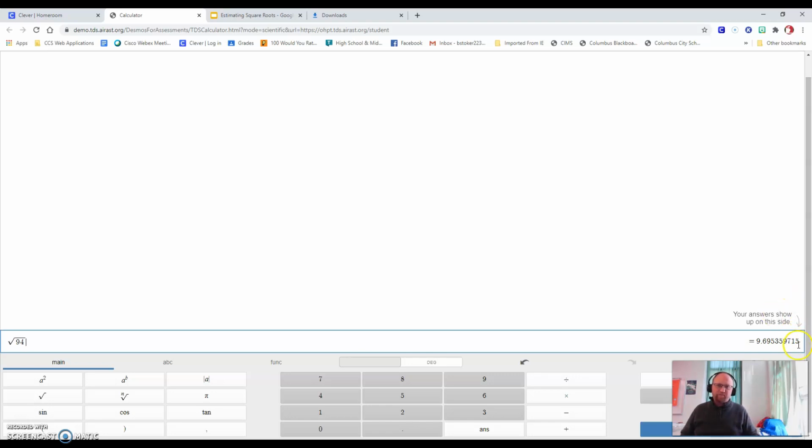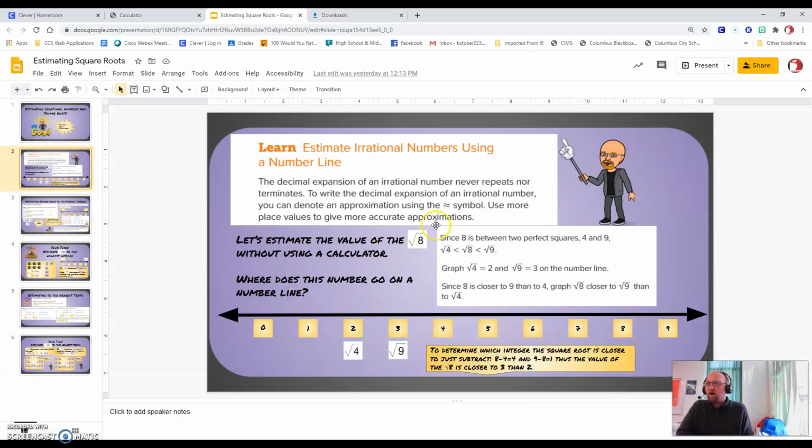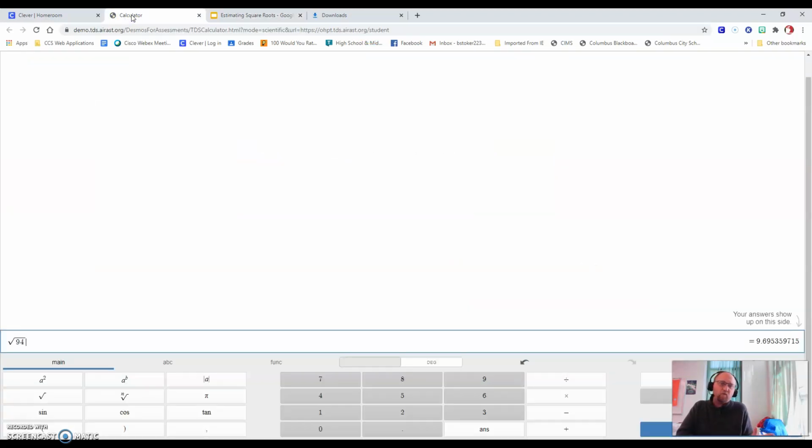This 5 might have been a 4 that got rounded up, or maybe this digit is a 5 and it just stopped and doesn't give any more digits. But this is not an exact answer. This is an approximation. This is what we call approximately equal to. So, for example, I could say that the square root of 94 is approximately 9.6 or 9.7, however we truncate or round, depending upon it. Okay?